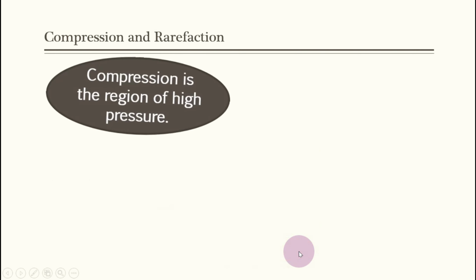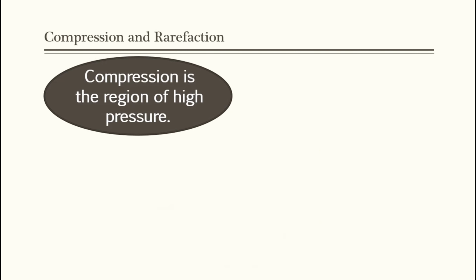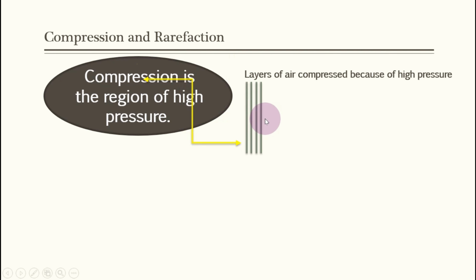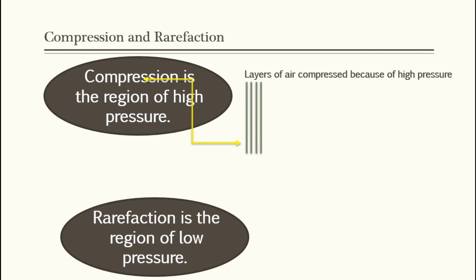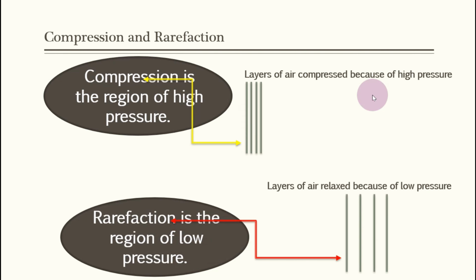Now, what is meant by compression? Compression is the region of high pressure. For instance, these are the layers of air which are compressed because of the high pressure. Contrary to compression, there is rarefaction, which is the region of low pressure. And now you can see the same layers, they are relaxed. That is, the distance between the layers is larger as compared to here. So it is known as rarefaction.